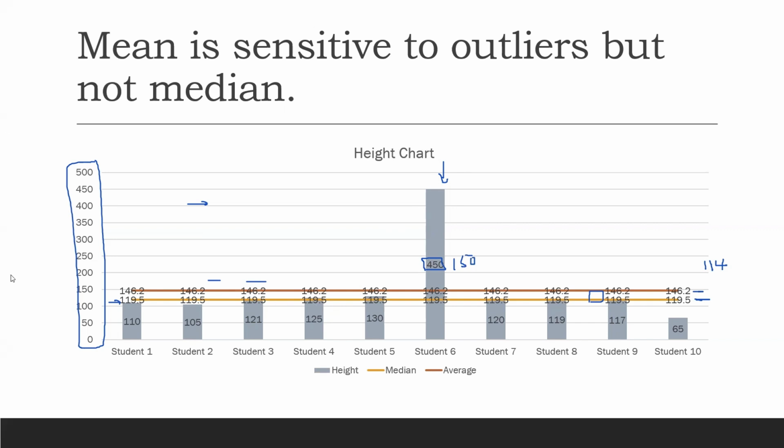So that's about mean and median. Any doubts so far with the central tendency? We'll move forward to the next thing, something called measures of spread.